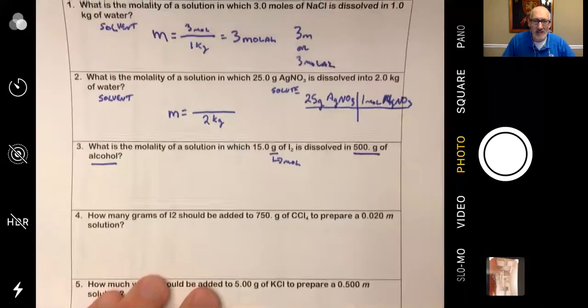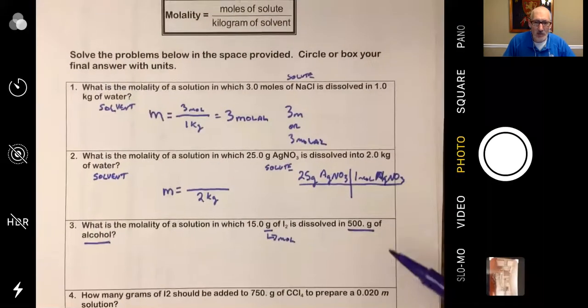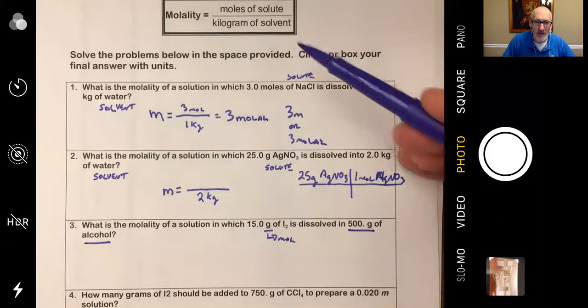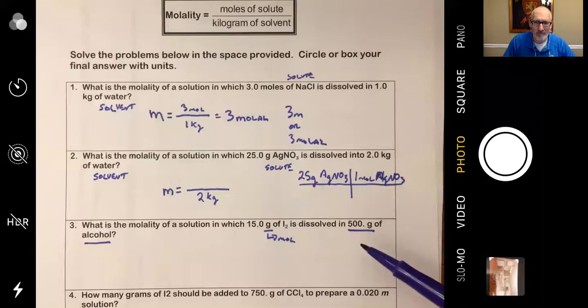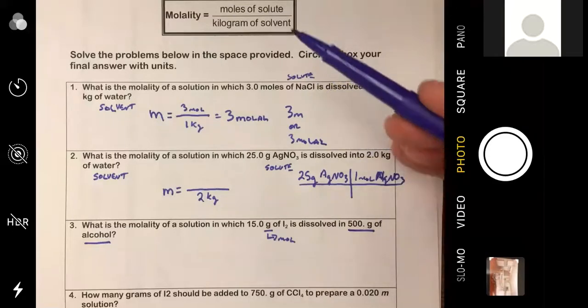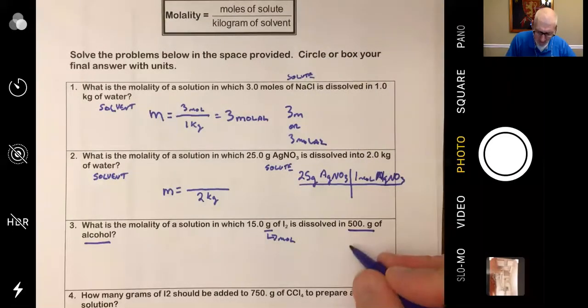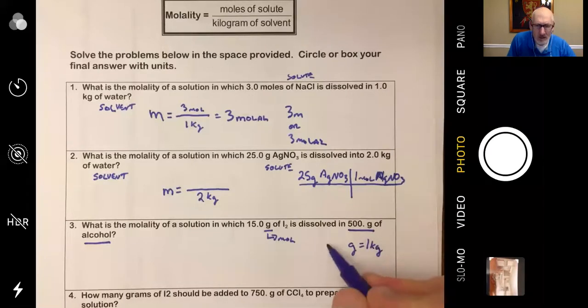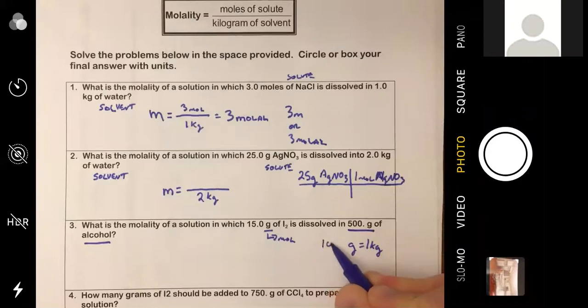I'm going to come back to you, Jack. If it's 500 grams and I look at the formula for molality, what do I have to be careful of here, bud? Make it into kilograms. Yeah, and so let's just remind ourselves, how many grams are there in 1 kilogram? Do you know off the top of your head, Jack? 1,000, I'm pretty sure. Yeah, you're exactly right.